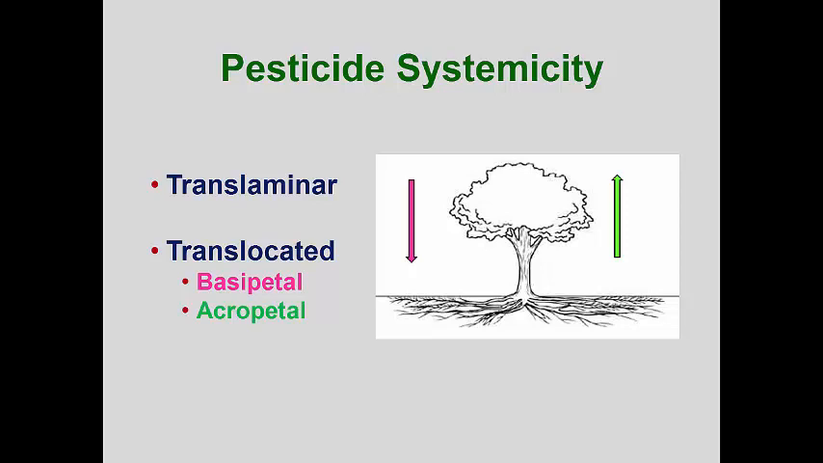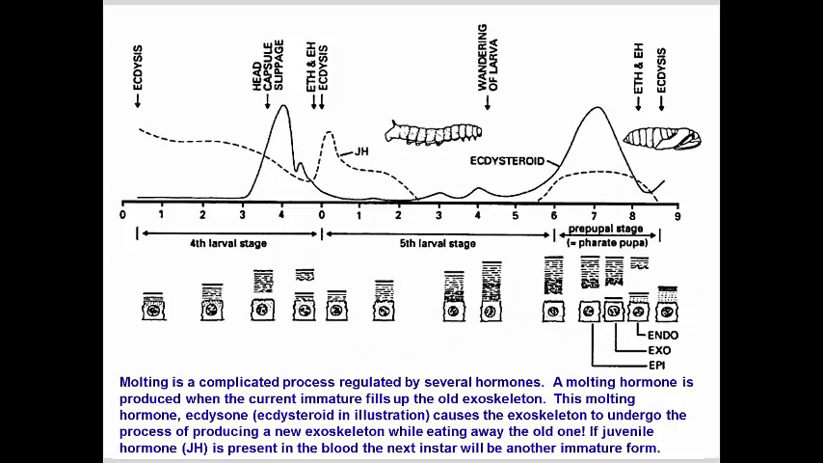Translocated systemics move from the site of absorption to another location in the plant. Most turf herbicides move from the leaves to the roots, and this downward movement is called basipetal. On the other hand, many insecticides only move up a plant vascular system. This upward movement is called acropetal. To make things more complicated, most neonicotinoids are translaminar in action if you spray them on the plant leaves. However, if you drench the roots with the same insecticide, it can be translocated from the roots to the foliage.